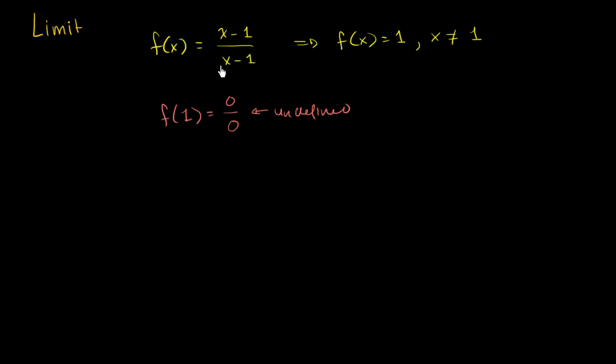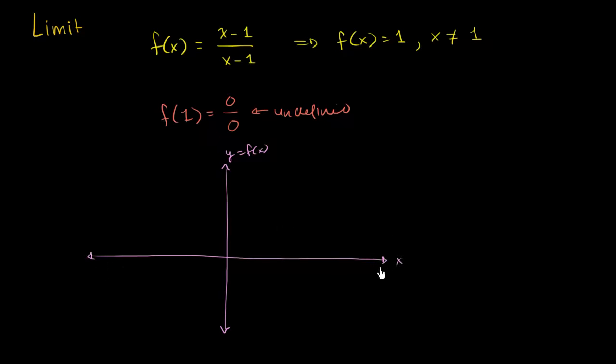So how would I graph this function? So let me graph it. That is my y is equal to f of x axis. And then this over here is my x axis. And then let's say that this is the point x is equal to 1. This over here would be x is equal to negative 1. This is y is equal to 1 right up there.